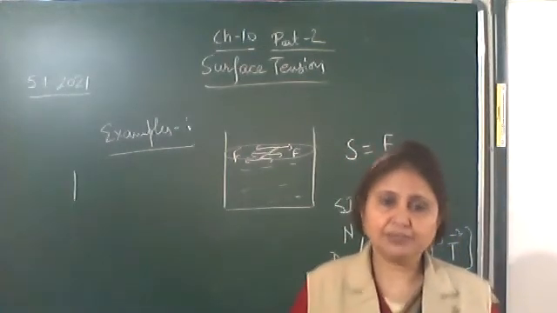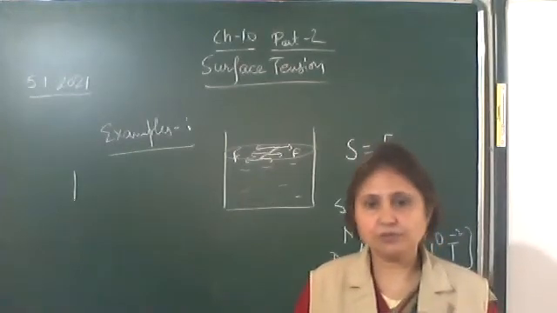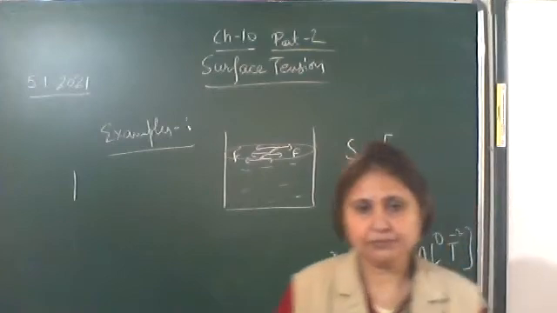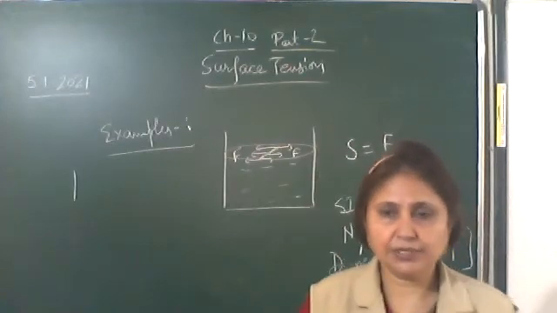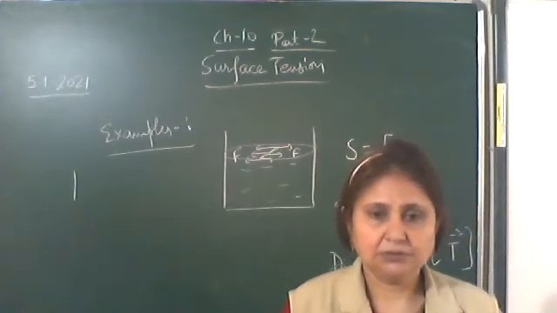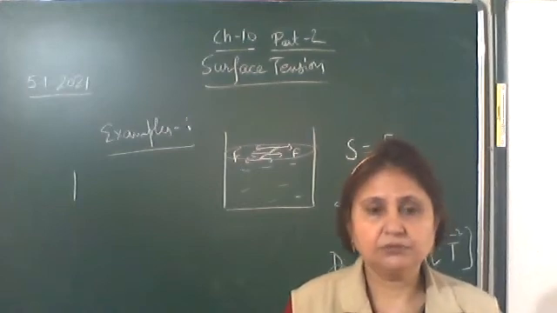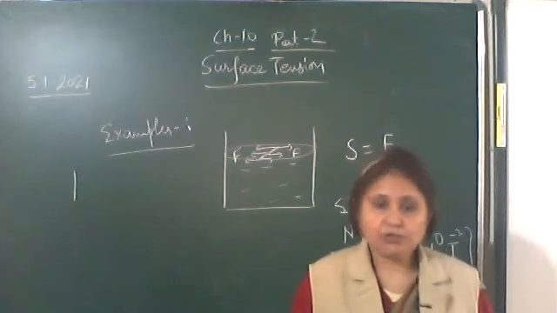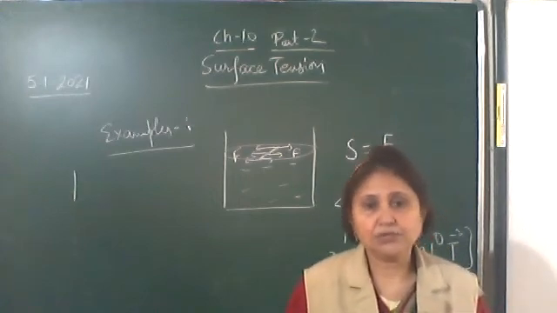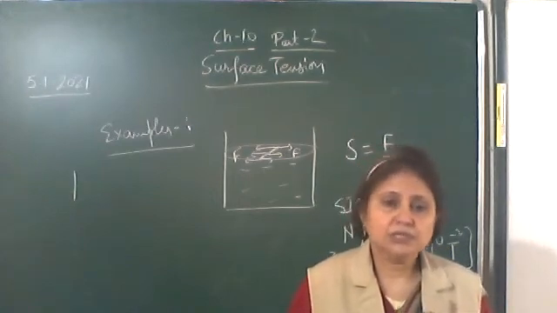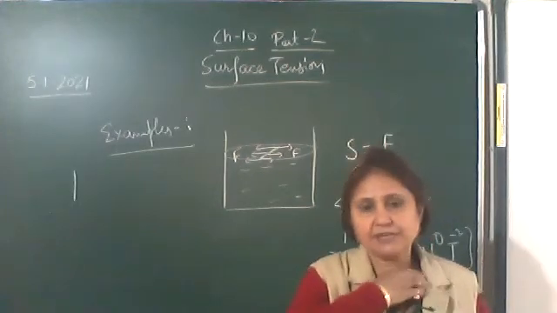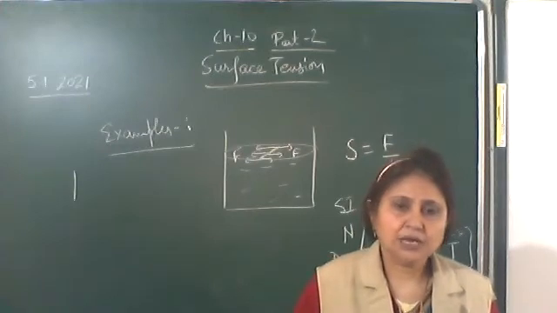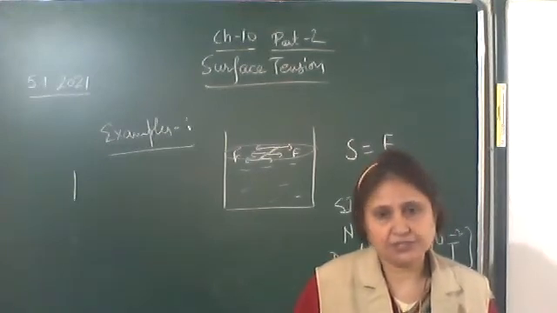Small drops of liquid are spherical in shape, because for a given volume, a sphere has minimum surface area.